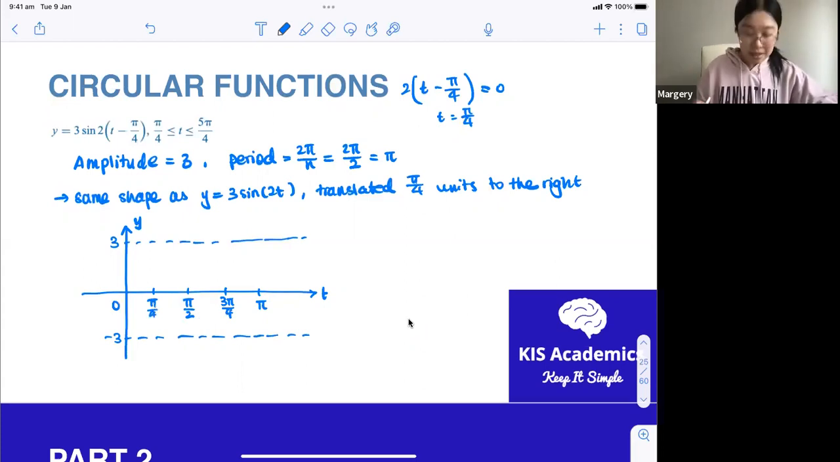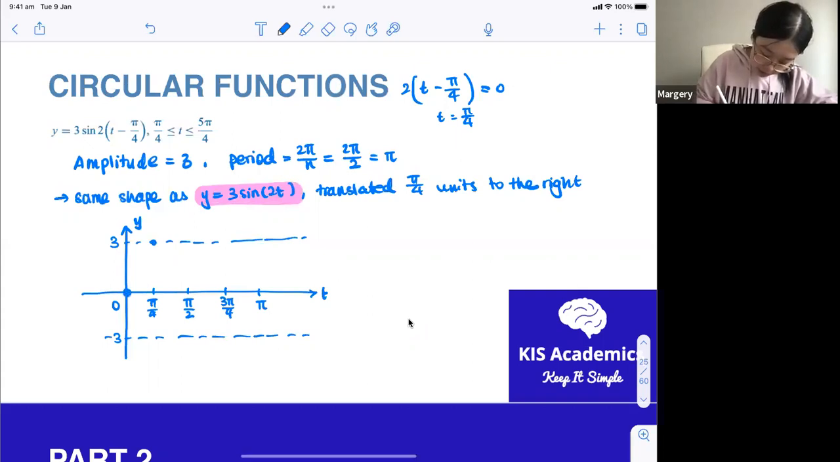Once I've plotted that in, I know that I can draw in first my base graph, so the general graph, the simple one, before we actually draw in our final graph with the translation. So to draw in 3 sine 2t, I know it starts at 0, then gets to a max, and then 0 again, minimum and 0. So this would be what my graph looks like. And I draw this in dotted lines just because it's not our actual graph.